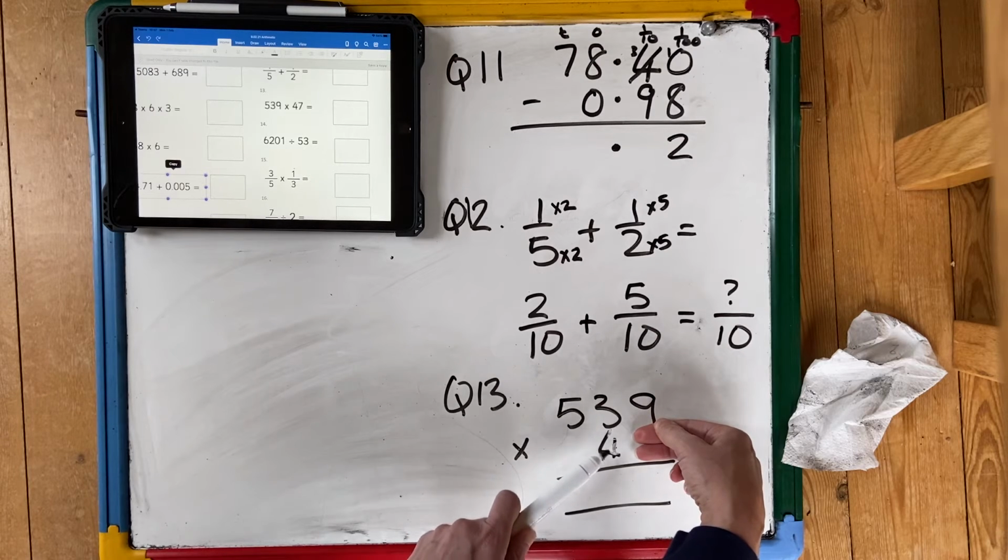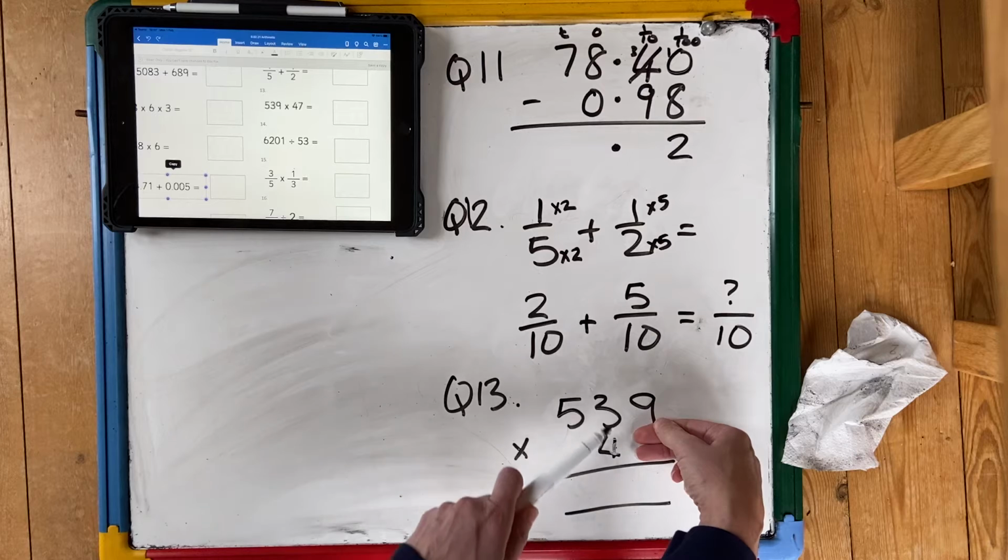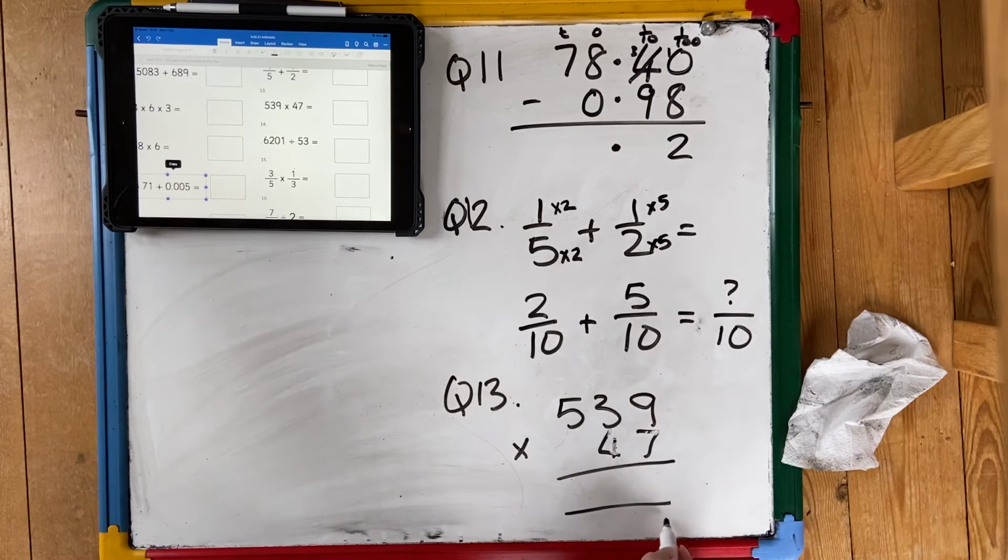That 4, because it's in the tens column, I need to put a 0 here as a placeholder, because actually I'm not multiplying it by 4, I'm multiplying it by 40. So 9 times 4, 3 times 4, 5 times 4. Write your answer there, then add them together.